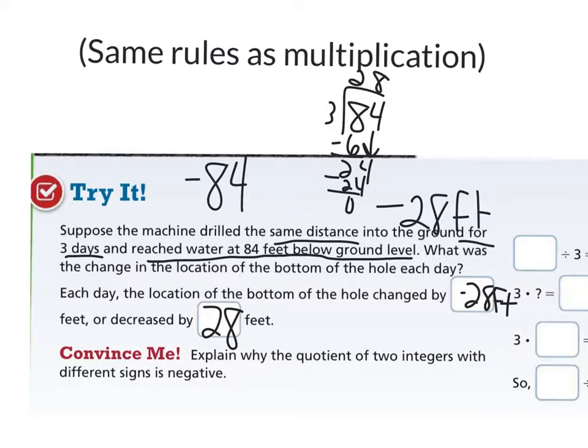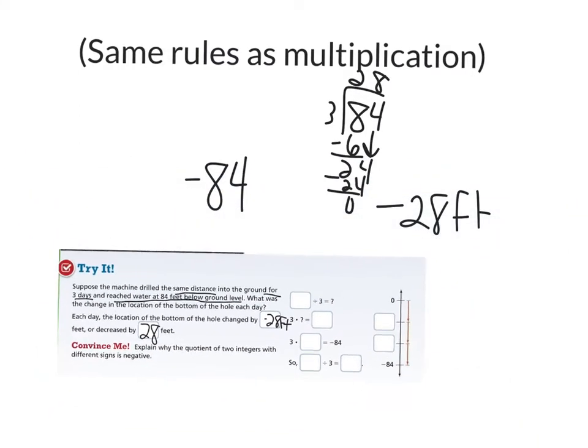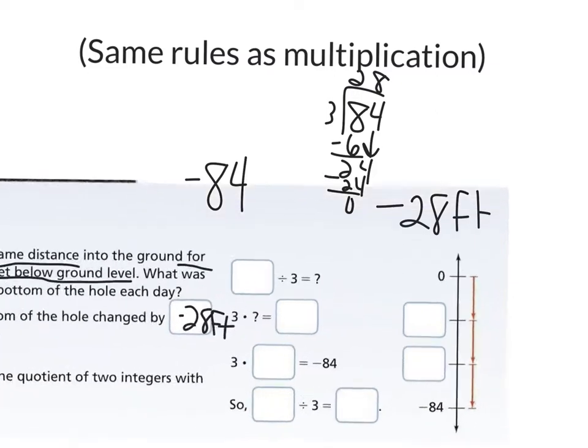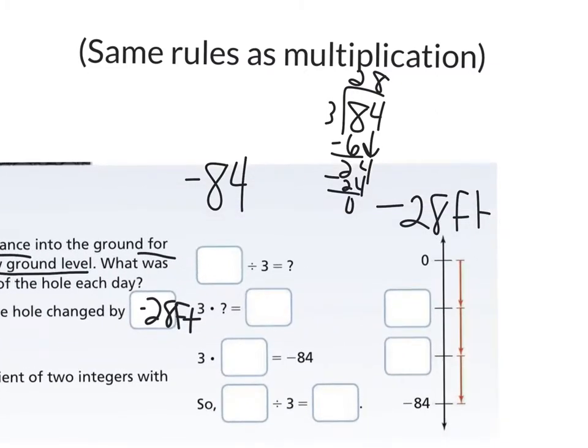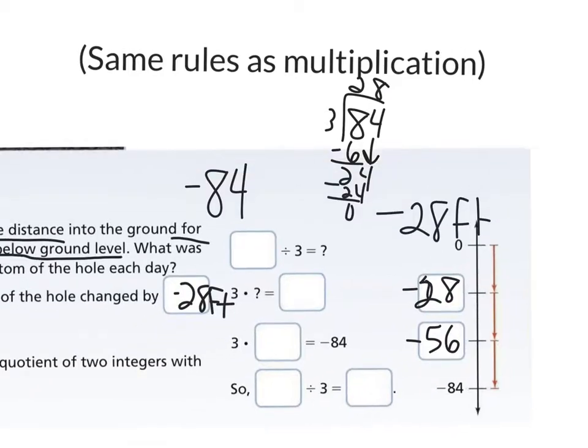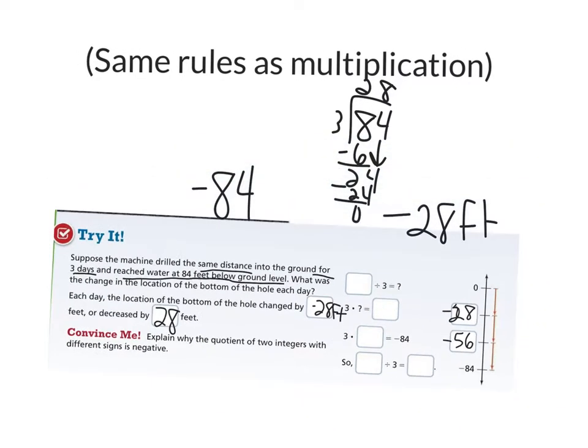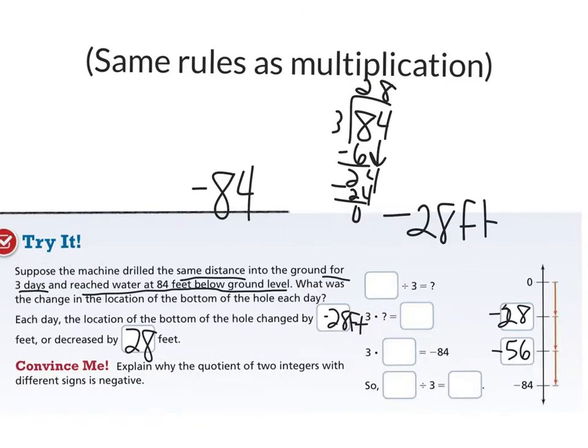Looking at the number line that they have over on the side, if we were ever asked to do something with the number line, what we could do is just say that each day, if they go down 28, this would be negative 28 after the first day, and then if we add another negative 28, that'd be negative 56. Add another negative 28 would take us to negative 84. So that's kind of a way that we could check our answer to make sure that we did the problem correctly.